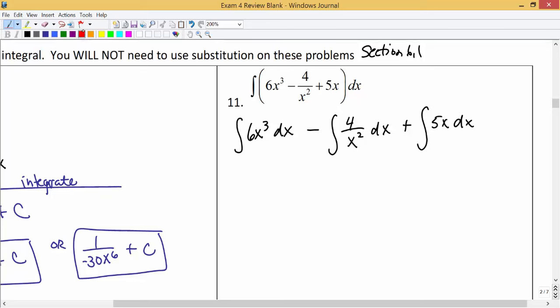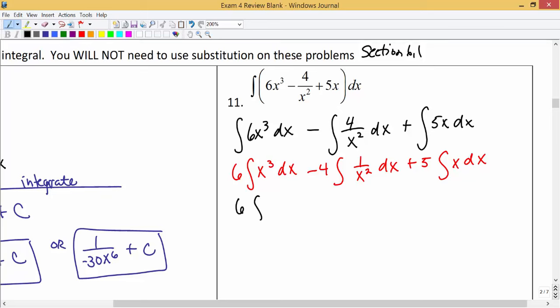And of course, for each one, we can bring out a constant. So I can bring out the constant 6. And then here I can bring out the constant 4. And then here we could bring out the constant 5. For the second term, I'm going to go one more step, and I'm going to bring this x squared to the top of that fraction. So I'm going to rewrite the middle as x to the negative 2 power dx.